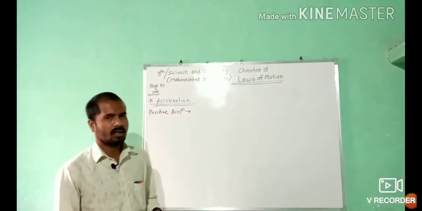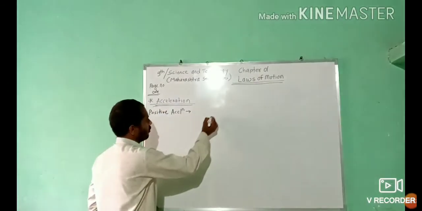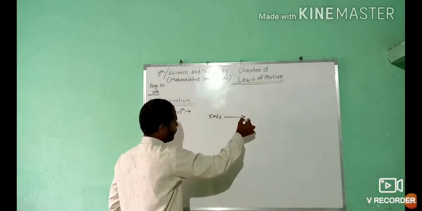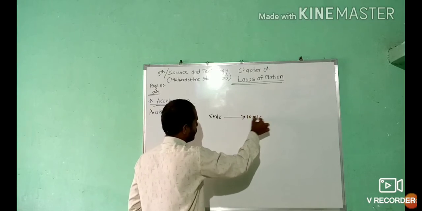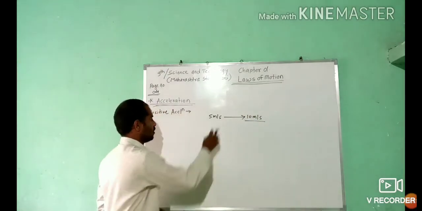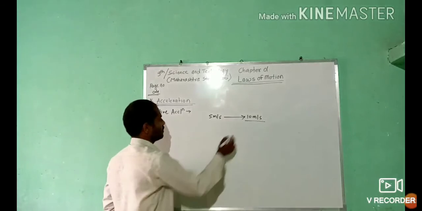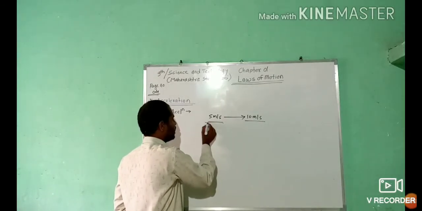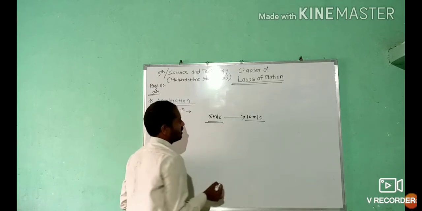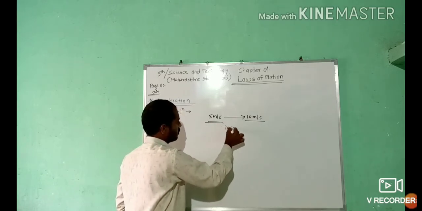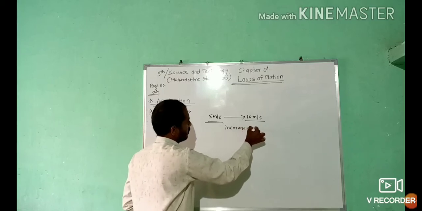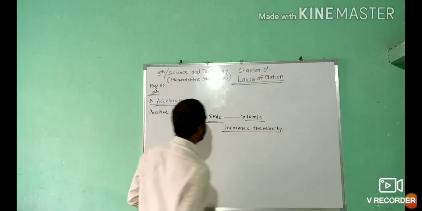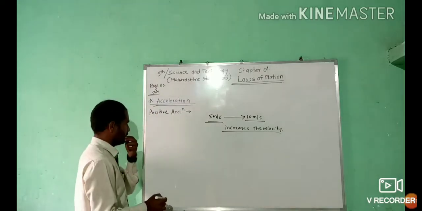Suppose you have an initial velocity of 5 meter per second and your final velocity is 10 meter per second. Then that is called positive acceleration, which means the change in velocity is positive, and the speed or velocity has increased. So that is called positive acceleration.